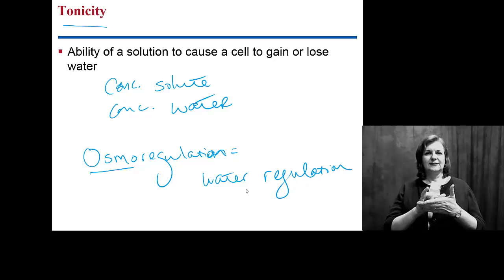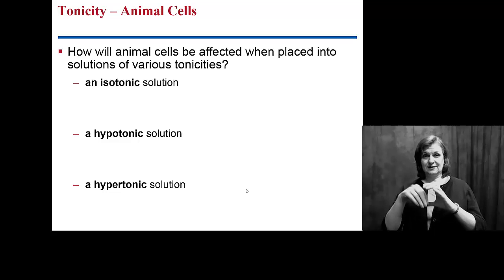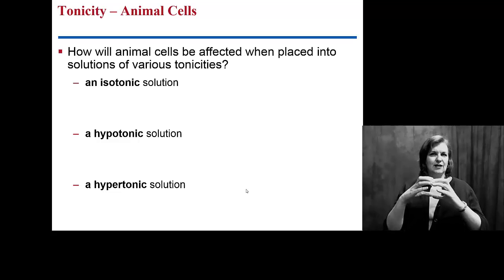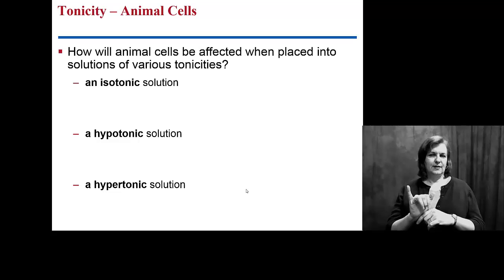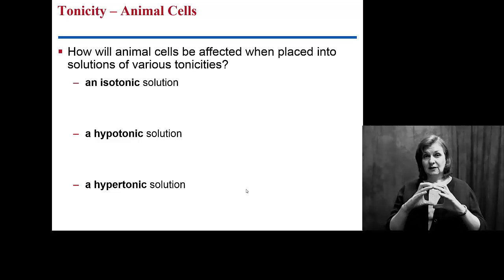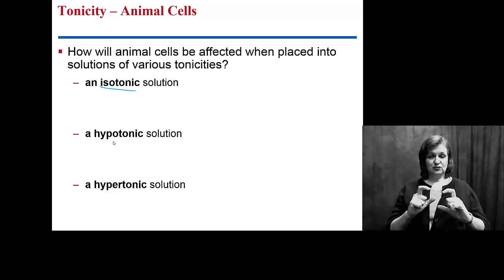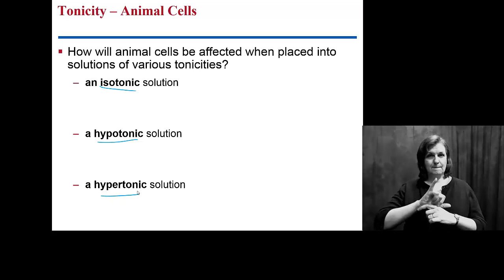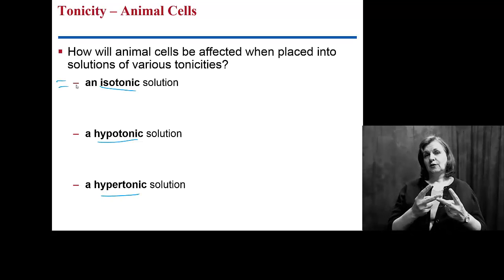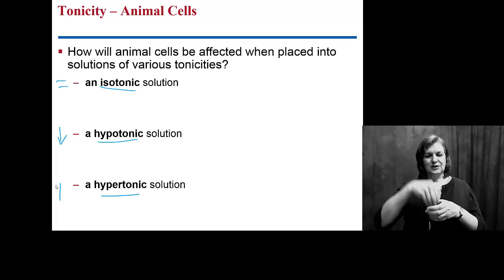So how does a cell regulate water? Depending on the solution that the cell is in. So if a cell is in your body right now, and we want to look at that animal cell, that animal cell, we say, is sitting in either an isotonic, hypotonic, or hypertonic solution. Iso is equal. Hypotonic, hypo means lower, and hyper means higher.